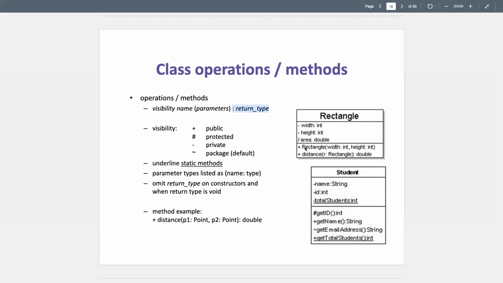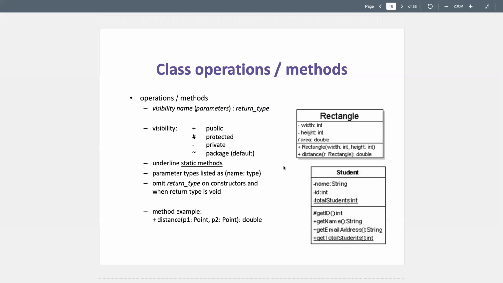So we could look at this constructor. Here's the visibility. Here's the name. Then in parentheses, I have the parameters. Parameter goes name and then type afterwards. Constructor doesn't return anything, so I didn't put anything in the back. However, distance here returns a double.